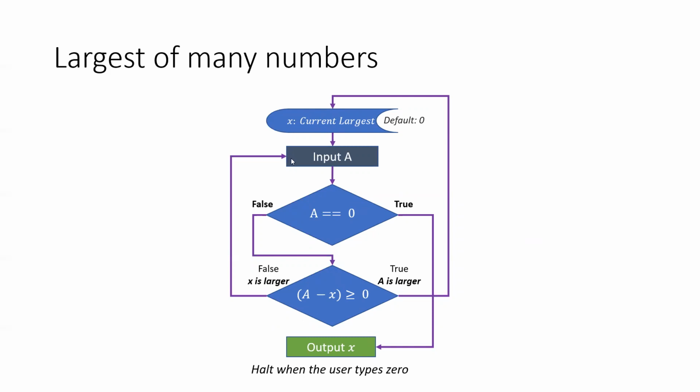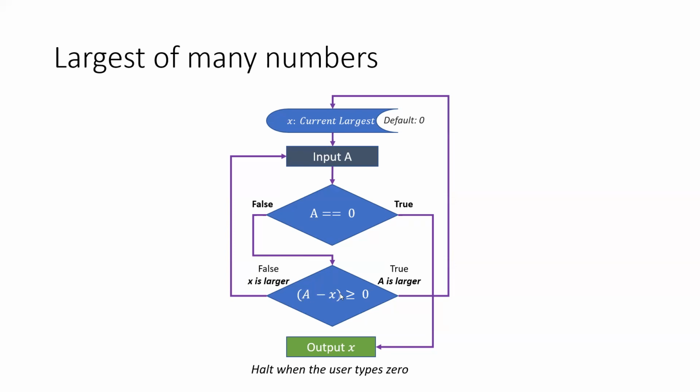Consider that we need to maintain the x that is the current largest, and then every time we are taking the input a. The moment we take the input a, we want to check if the input a is equal to 0. If it is true, then we are coming out because we want to continue only until 0 is entered. Otherwise, we are supposed to find out if the x is largest or the a.